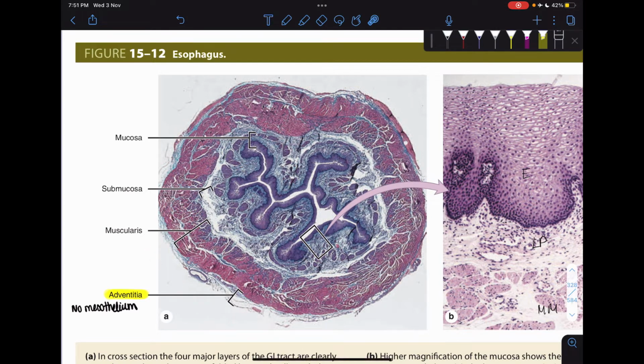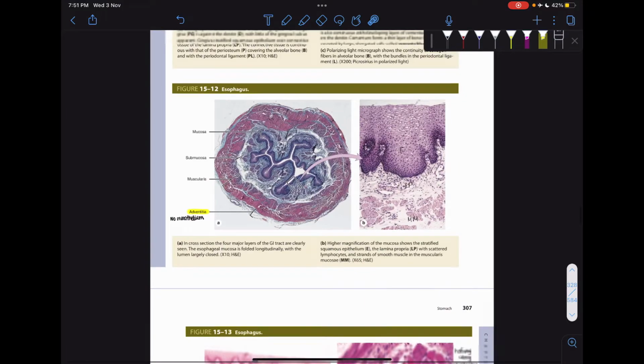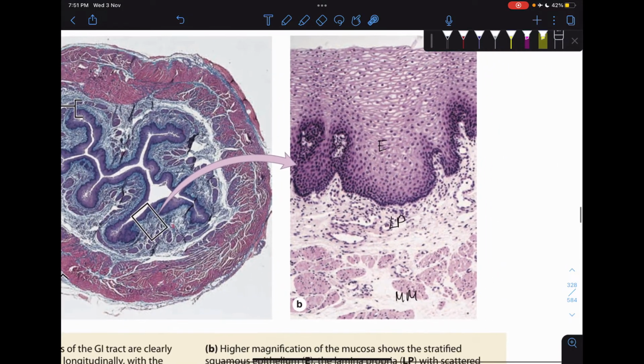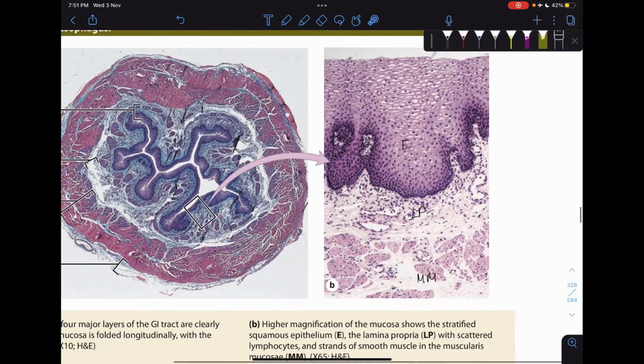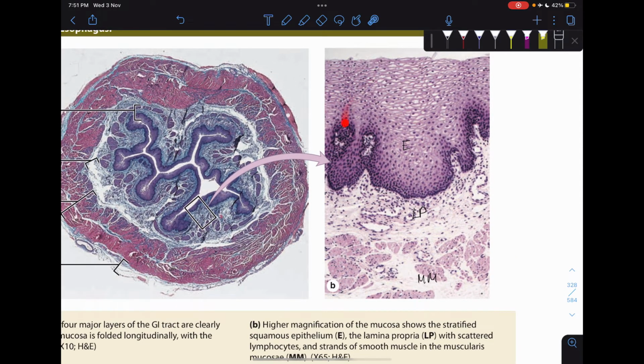هلأ في one part بالesophagus, I believe it's toward the end of the esophagus رح نشوف هلأ, and it contains serosa instead of an adventitia. هاي a magnification of the mucosa. As you can see here عندنا stratified squamous epithelium, بعدين تحته lamina propria, and finally the muscularis mucosa, which has scattered lymphocytes and strands of smooth muscle cells.